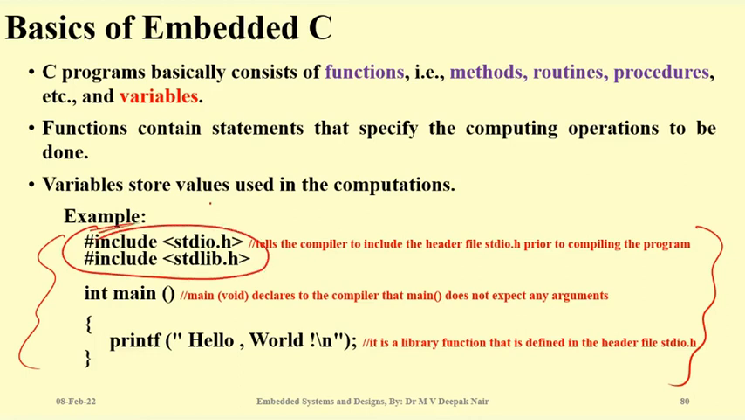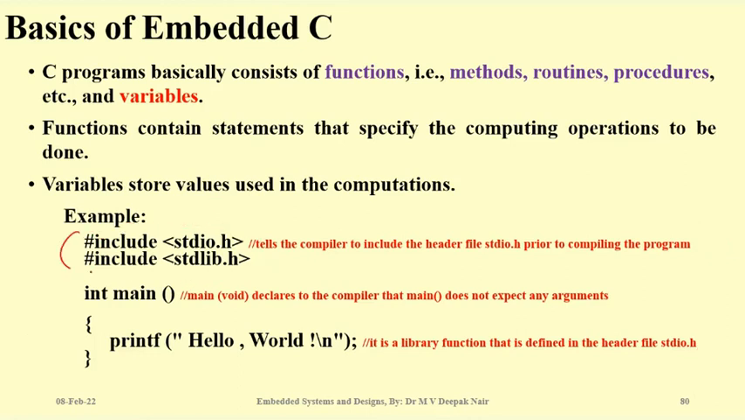Apart from that, what are the things that we can correlate with the lecture we have gone through? Hash include. That means this is one preprocessor. So the program will not wait for the preprocessor. It will be preprocessed before coming to the main. So including stdio.h, stdlib.h, these will be preprocessed before coming to the main.